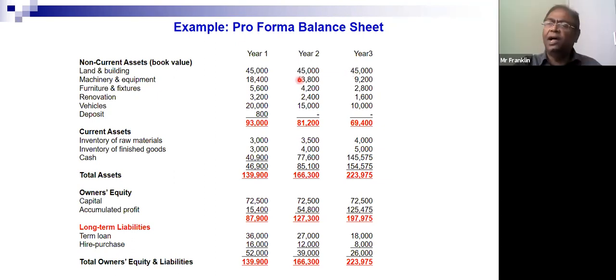Actually, it should go up. 45, maybe next year 50, then next year maybe 100,000. I don't know, right? But here they put them all the same. Land and building will not depreciate, they will always appreciate. Okay, so that is what you call a balance sheet.